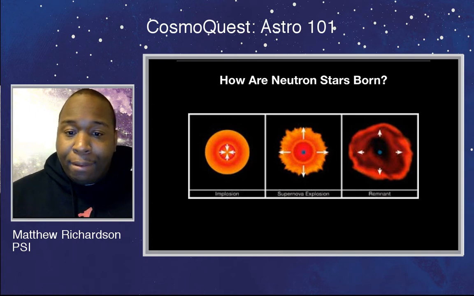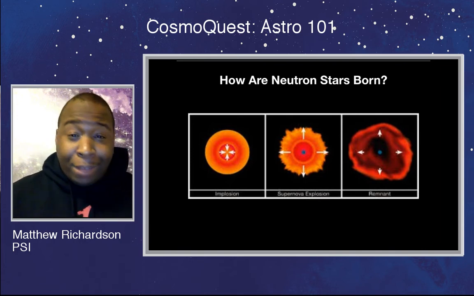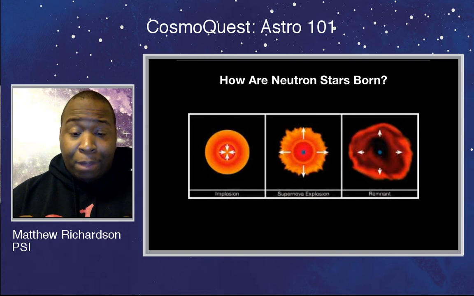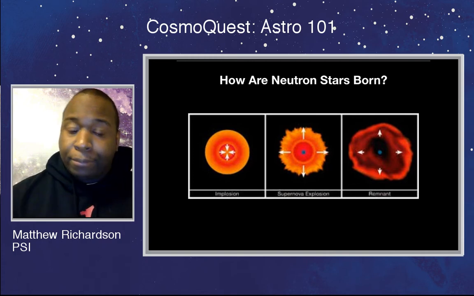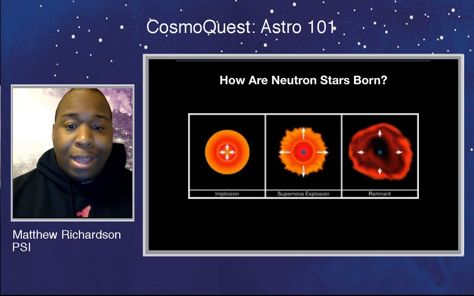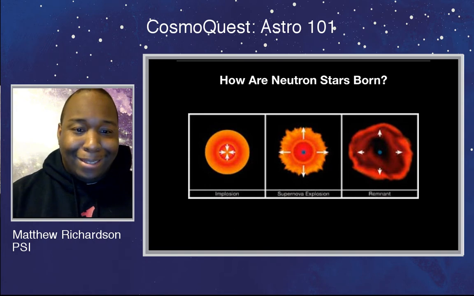And finally, over some period of time, the outermost layers from our supernova explosion are blown away, producing a supernova remnant. And what's left at the very center of this explosion is essentially our neutron star. And so once we produce our neutron star, we'll have something that looks kind of like this.